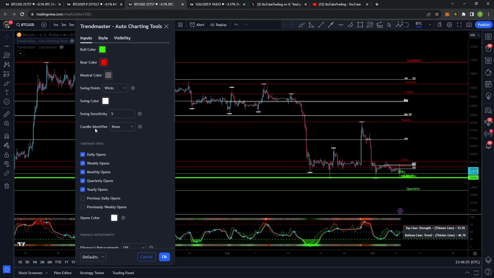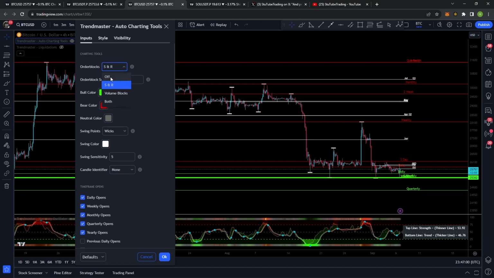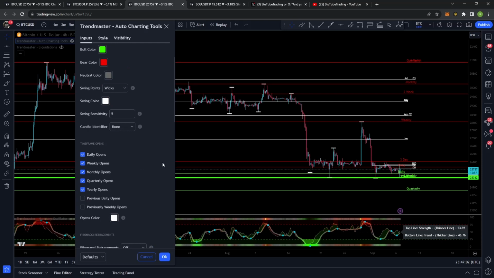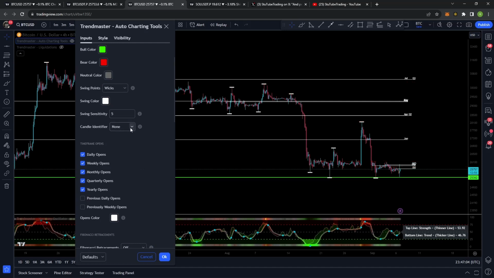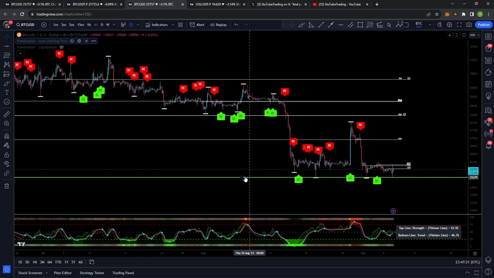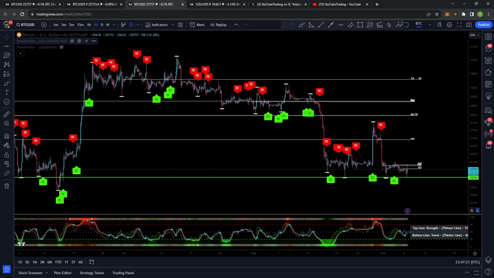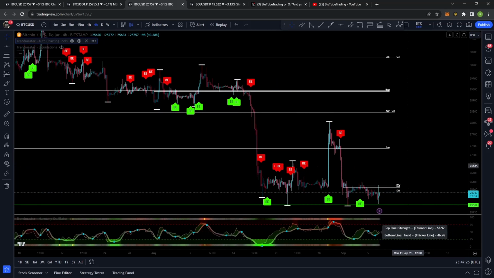This is a cool one too, candle identifier. I just want to clean things up a little bit. Candle identifier, I really like the idea of this. If there's a certain candle you really look for with your confluence when entering a position, we have a whole list here, which will basically just outline what you're looking for. Let's just see what an engulfing candle looks like. So yeah, it shows us every time there's an engulfing candle, it looks like.